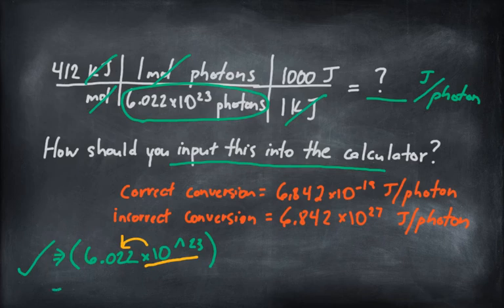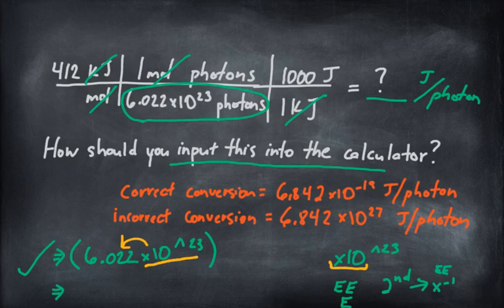Another thing that you can do is to use this function on your calculator. Instead of typing times 10 to the 23, you can substitute the times 10 with the capital E. Some calculators may have it as capital EE. Other calculators may just have it as a capital E. For me, to get this function, I have to hit second, and then I hit the x to the minus 1, and I see there's a little EE above that. So I hit the second to access that function.